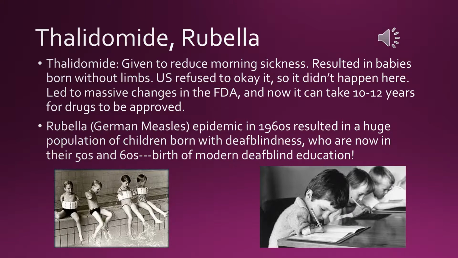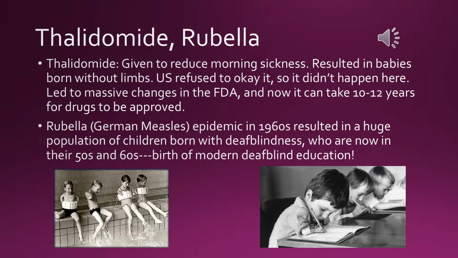At this time, there's this huge population of people who are now in their 50s and 60s who are deafblind because of the rubella epidemic at the time. Since there were so many children, a lot of governments put a lot of money into deafblind education, and the US is no different. And since then, there is a line item in the federal education law just for deafblindness.